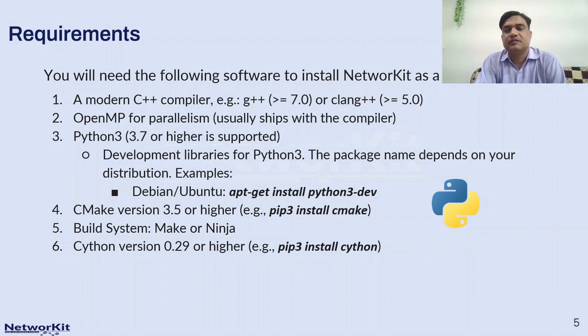Before using Networkit, we must have all the requirements, the prerequisites, to have the environment for Networkit. In the prerequisites, we must have a C++ compiler like G++ version 7 or higher, Clang++ version 5 or higher, OpenMP for parallelism, Python 3, make, and Cython version 0.29 or higher.